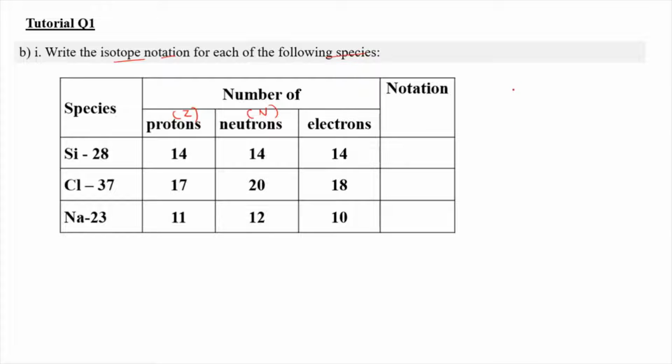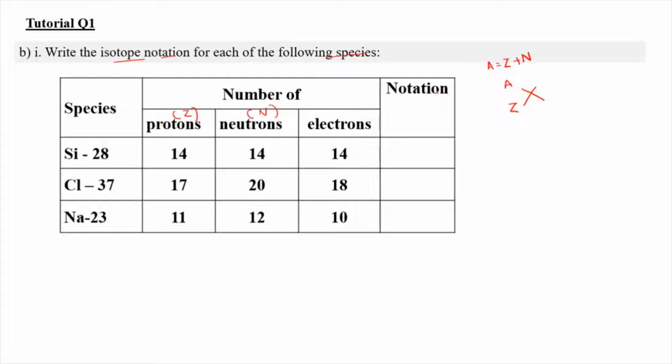And as you know, in order to write the isotope notation, we need to have our chemical symbol X and then we have our nuclear number on this side and our subscript here is going to be the proton number, and the nuclear number is basically equal to the proton number adding up with the number of neutron.